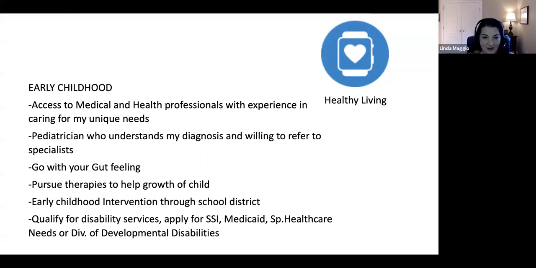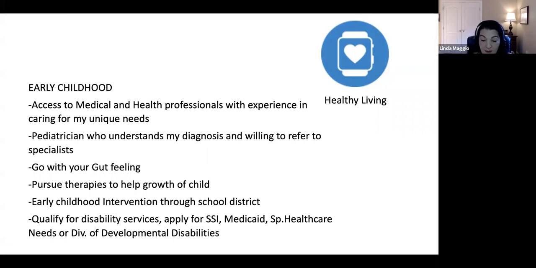Okay, so early childhood. For healthy living, you want to make sure that they have access to medical and health professionals with experience in caring for their unique needs. A pediatrician who understands their diagnosis and is willing to refer to specialists can be particularly important.